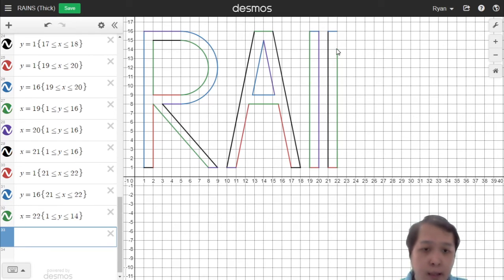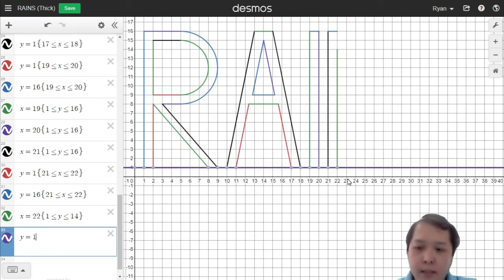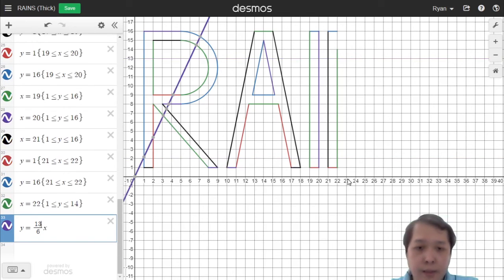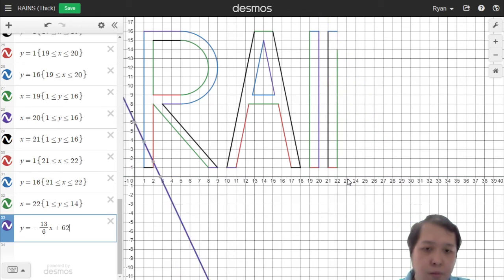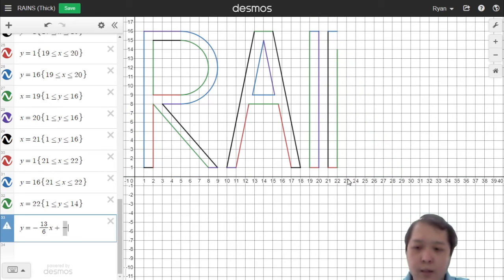Next, okay, this one from 22.14 until 28.1. What is the gradient here? 13/6. Oh my god, 13/6, fine. But it's minus, yeah, because it's going that way. Plus what? 50, 60, close, 61, 62. Oh my god, this is going to be fraction. I knew it.